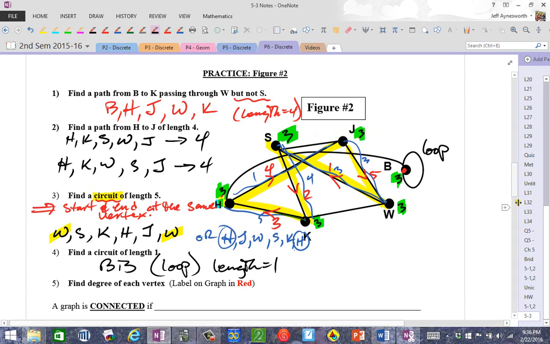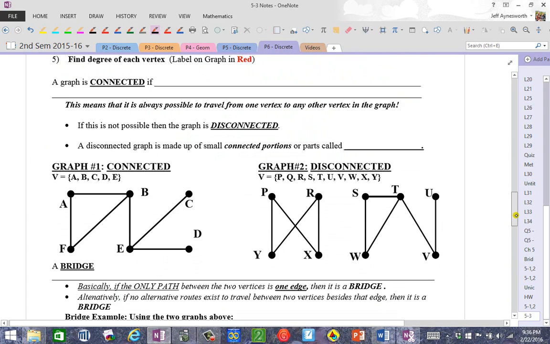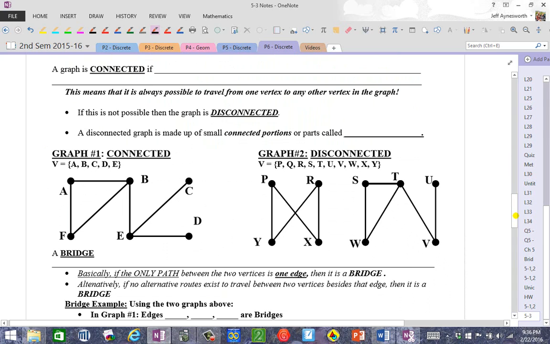All right, so what in the rule is the idea of connected versus disconnected? Because this is an important concept too, believe it or not. We say that a graph is connected if any two vertices are joined by a path. We say that they're connected in that case.